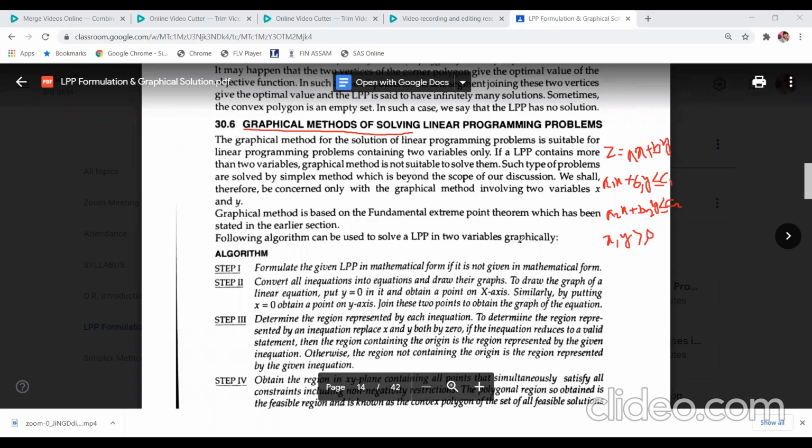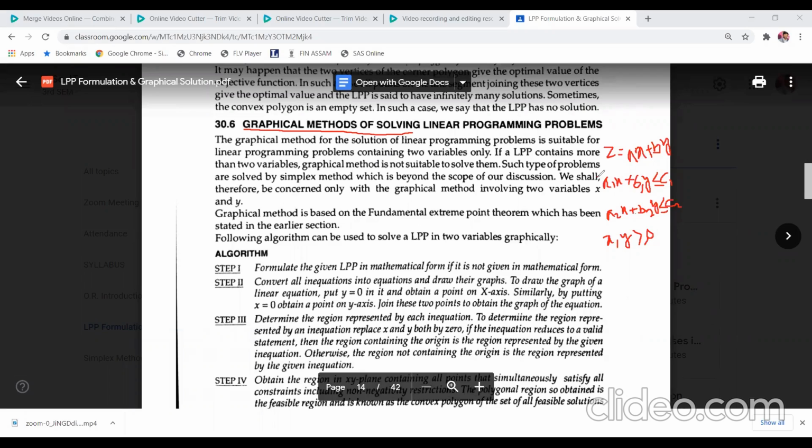Now the first step is what? If your given problem is not given in mathematical form, then the first step is to formulate it and write the mathematical form of the given linear programming problem, and that I have already discussed in the last 2 classes. Then the second step is what?